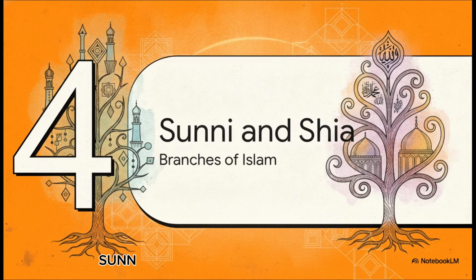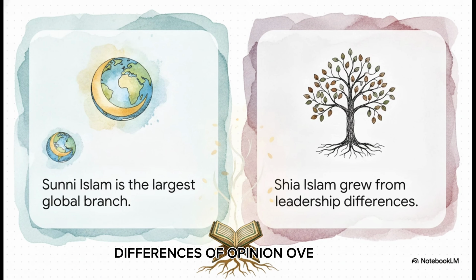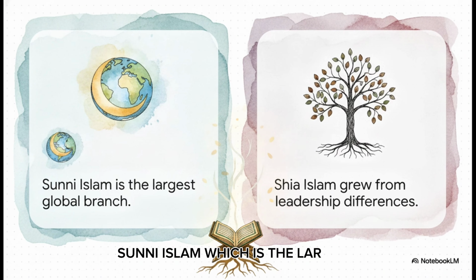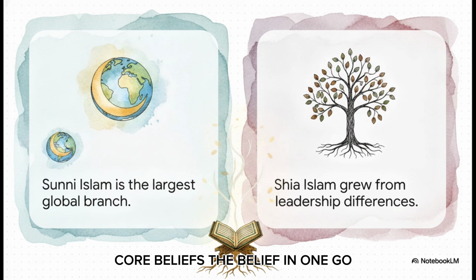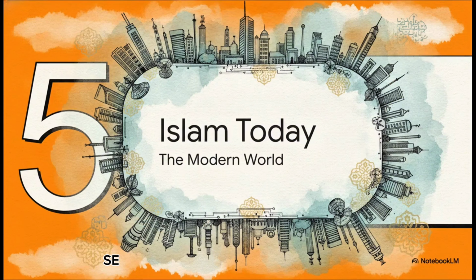Section 4. Sunni and Shia branches. Historically, early differences of opinion over who should rightfully lead the community after Muhammad's death resulted in 2 distinct branches: Sunni Islam, which is the largest branch worldwide today, and Shia Islam. Yet, despite those historical divergences over leadership, it's really important to note that both branches remain firmly united by the exact same fundamental core beliefs: the belief in one God, the teachings of the Quran, and the acceptance of Muhammad as the final prophet. Section 5. Islam in the modern world.